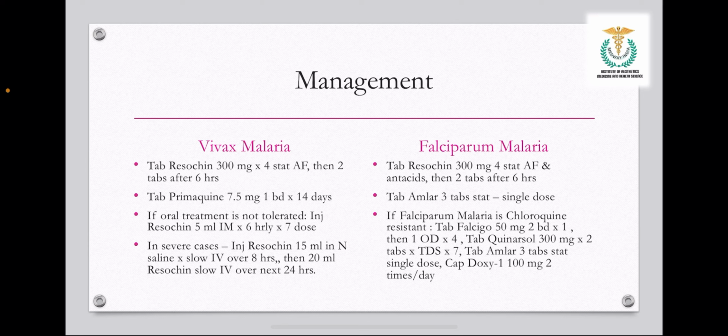If oral treatment is not tolerated, you can advise injection chloroquine 5 ml IM 6 hourly for 7 doses. So total doses of 25 mg per kg you can give. And in severe cases, injection chloroquine 15 ml in normal saline slow IV over 8 hours, then 20 ml chloroquine slow IV for the next 20 hours. So this is how you can treat vivax malaria and the medications you can prescribe to treat vivax malaria.